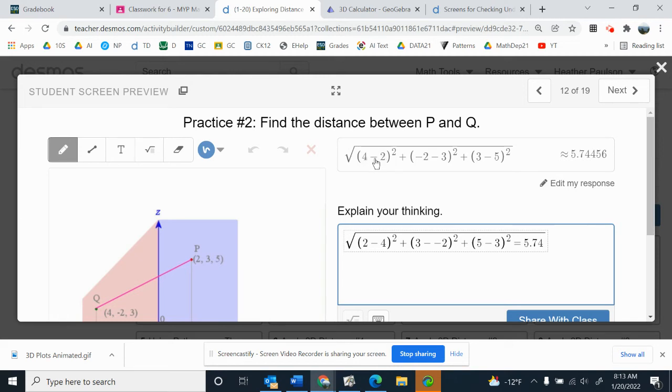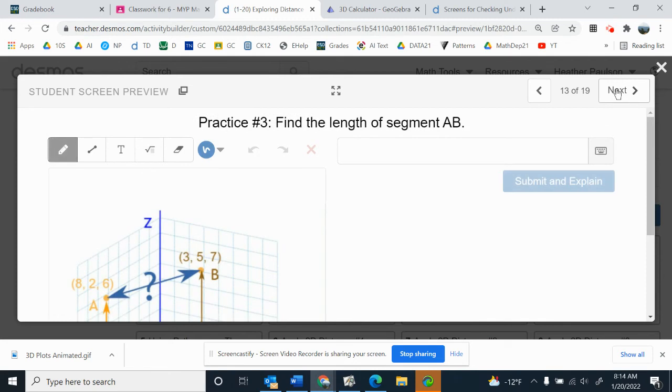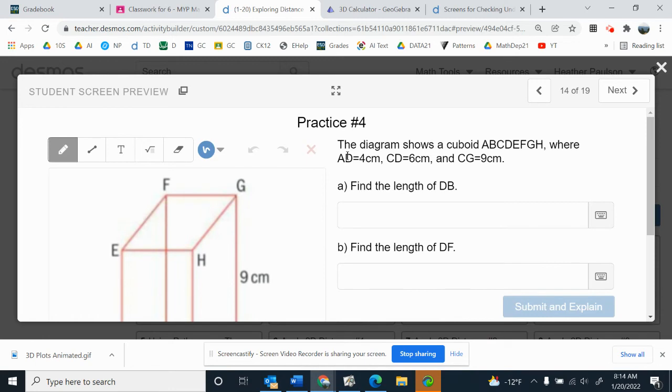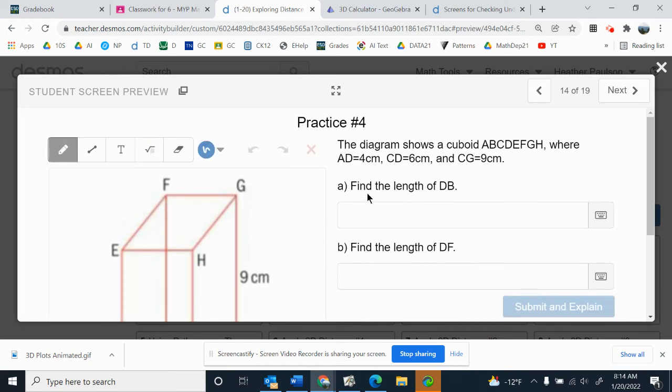So the order of the x's does not matter. The order of the y values does not matter. The order of the z values does not matter. You will get the same distance. Just make sure to follow the Pythagorean theorem. We square it, square that difference, and then take the square root at the end. Do the same for segment AB, and then apply that distance of Pythagorean theorem to a 3-dimensional box.